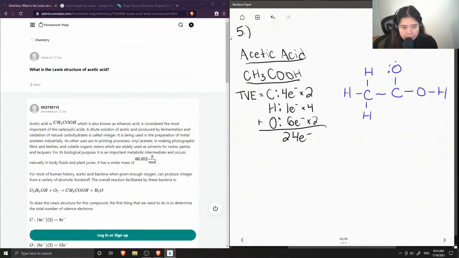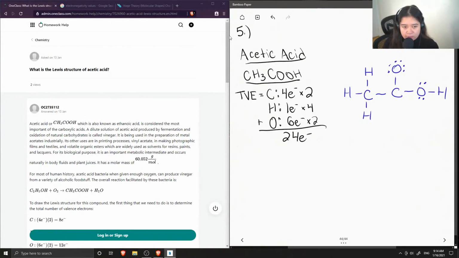So now let's put in all of the valence electrons and count to see how many electrons we have so far. Each bond contains 2 bonding electrons. And if you count it out, you'll see that we have a total of 24 electrons in this structure.